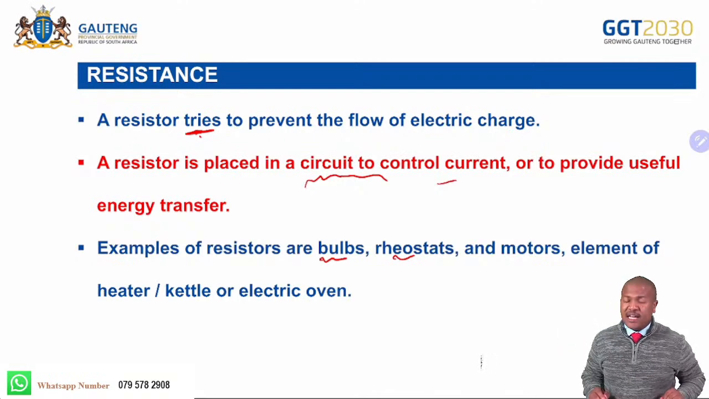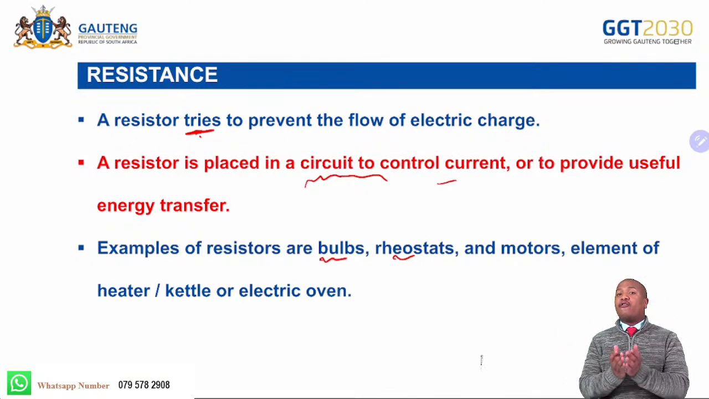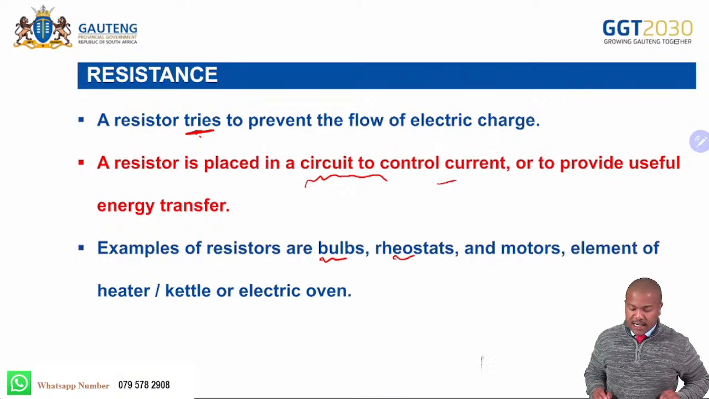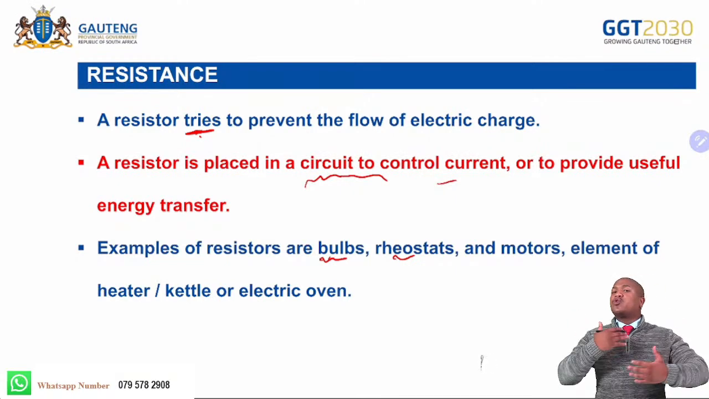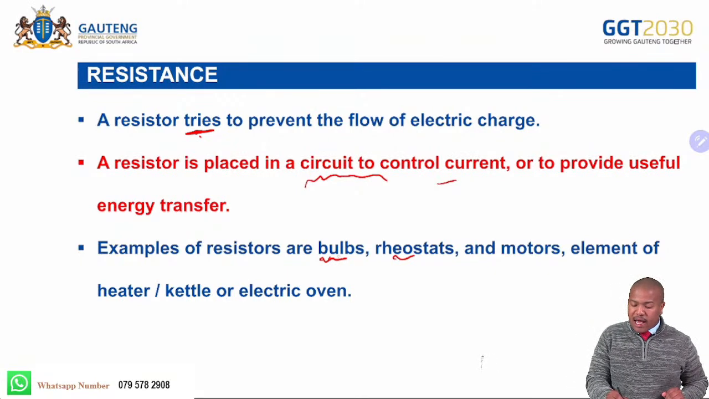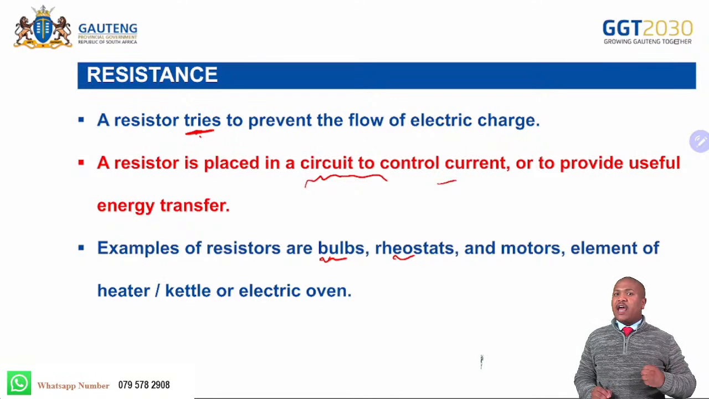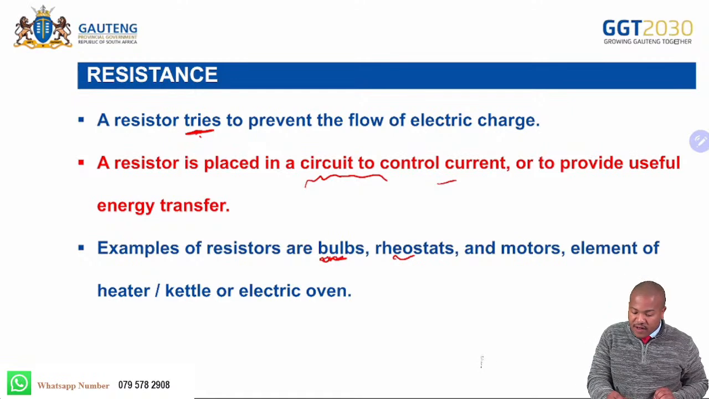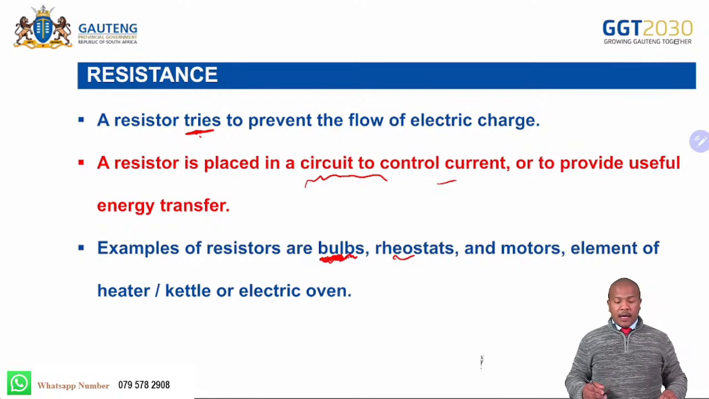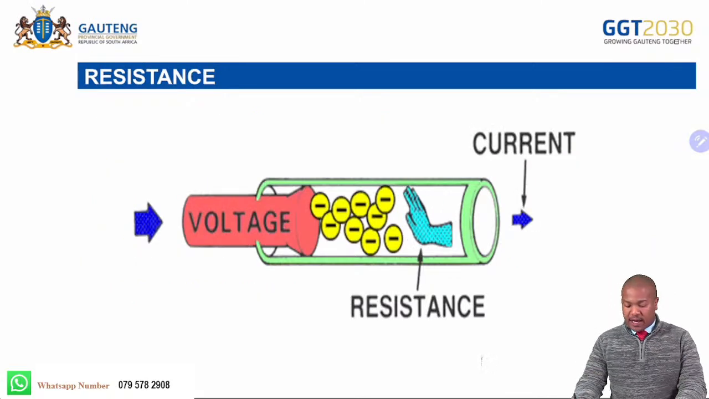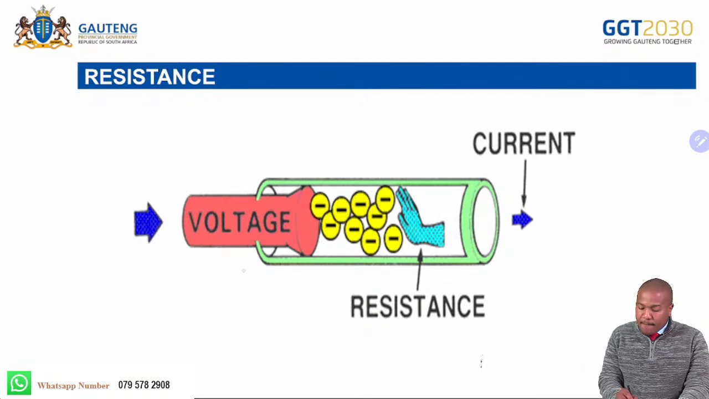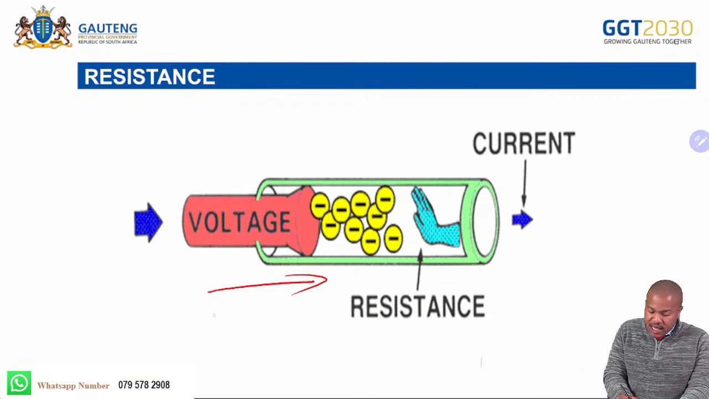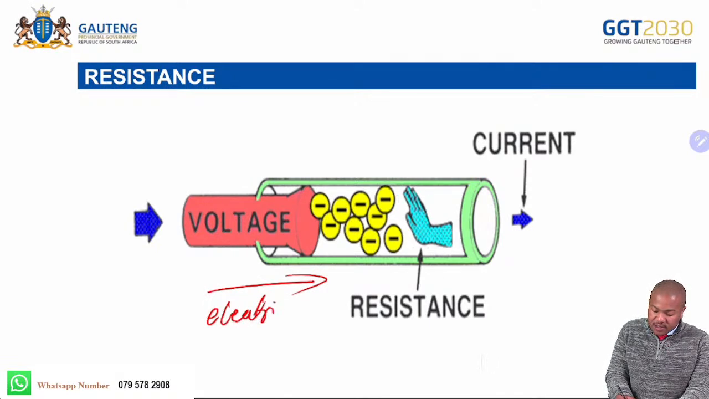So a resistor is placed to control current or to provide what? Useful energy transfer. And we have examples of resistors such as light bulbs, rheostats, motors, and elements of heater, kettle, or electric oven. They all serve the purpose of opposing the flow of current, such as light bulbs as well, that we're going to talk about again in this slide, right? What happens here? It uses up that energy. It opposes the flow of current by using up that energy and converts it into a different energy, right? So now, let's move on. This is how resistance works, right? You have now electrical charge moving to that direction, right? This is electrical charge or current, right? It is moving towards that direction.